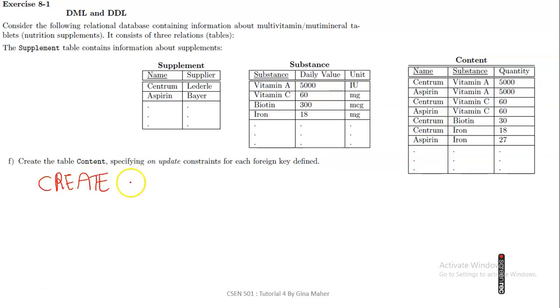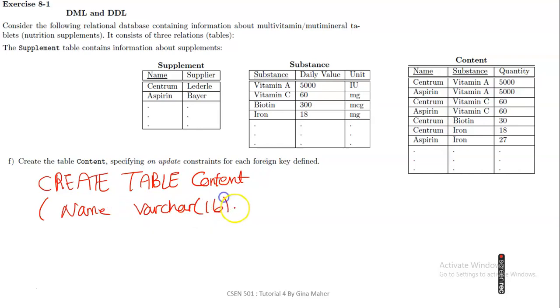Create table content. We have name, which can be varchar, for example, because it's a string. Substance, which is varchar. And the quantity, which can be int.